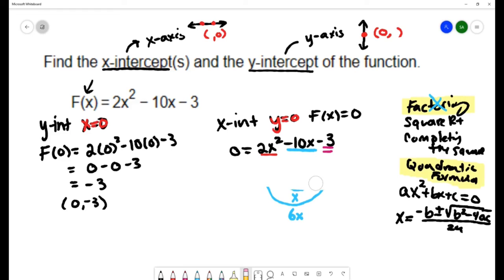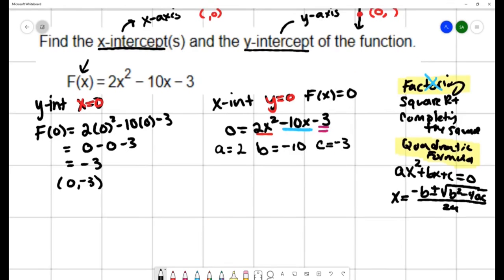And in order to use this formula, I need to know a, b, and c. a is the coefficient of the squared term. b is the coefficient of the x term, the linear term. And c is the constant. So we have a being 2, b being negative 10, and c being negative 3. And we're going to substitute these into the quadratic formula.